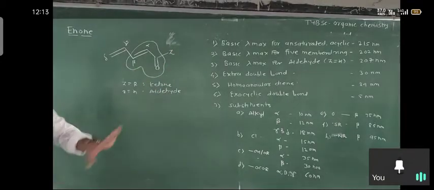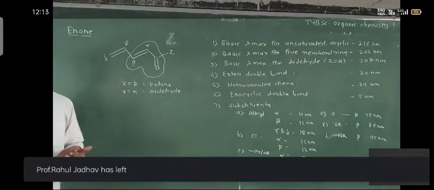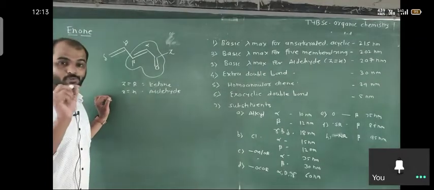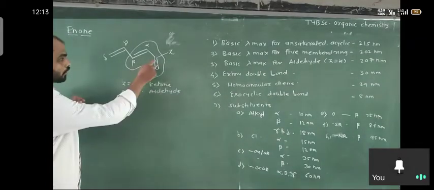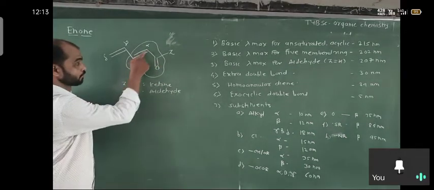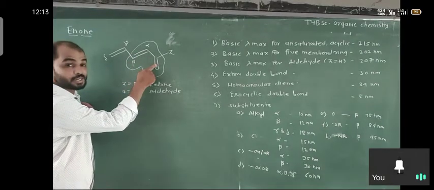So in today's lecture, we are going to discuss how to calculate the lambda max for enone system. What is the meaning of enone? Enone means there is an alpha beta unsaturated carbonyl compound. Okay. So carbonyl compound, carbonyl carbon, there is alpha carbon, beta carbon, presence of double bond. So ene and ketone carbonyl. So it is an enone.